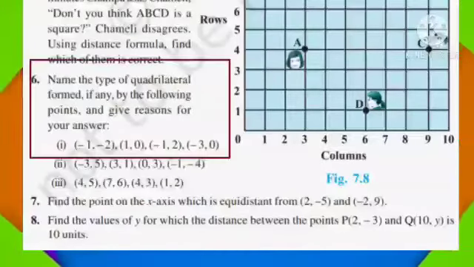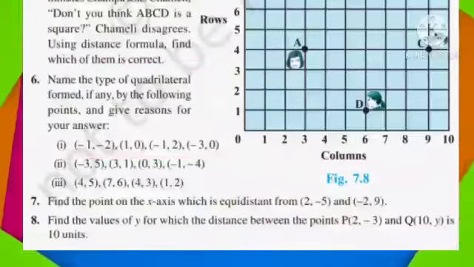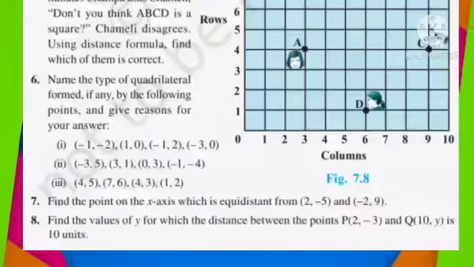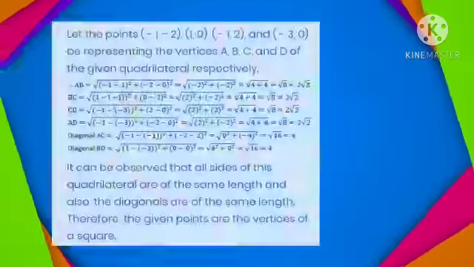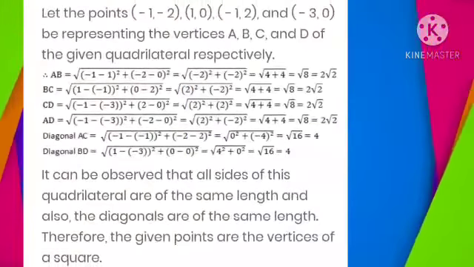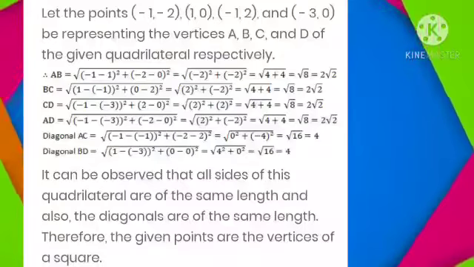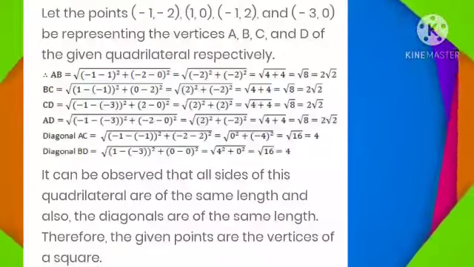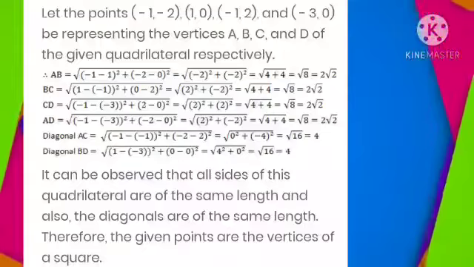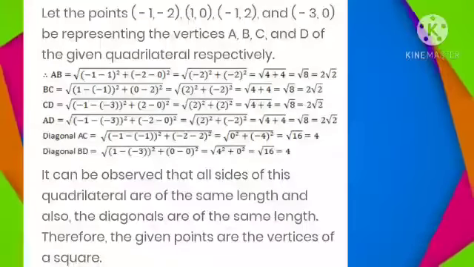In question number 6 again we have a similar question, that is, name the type of quadrilateral formed, if any, by the following points and give reasons for your answer. So let us solve the first question. Let us consider that (-1, -2), (1, 0), (-1, 2) and (-3, 0) are the vertices of quadrilateral ABCD. So let us find the distance between these points by using distance formula.